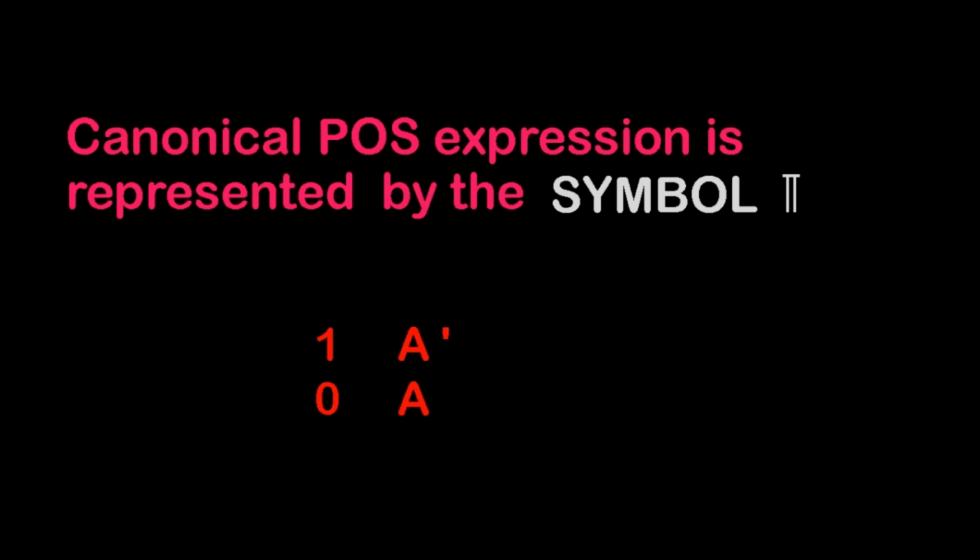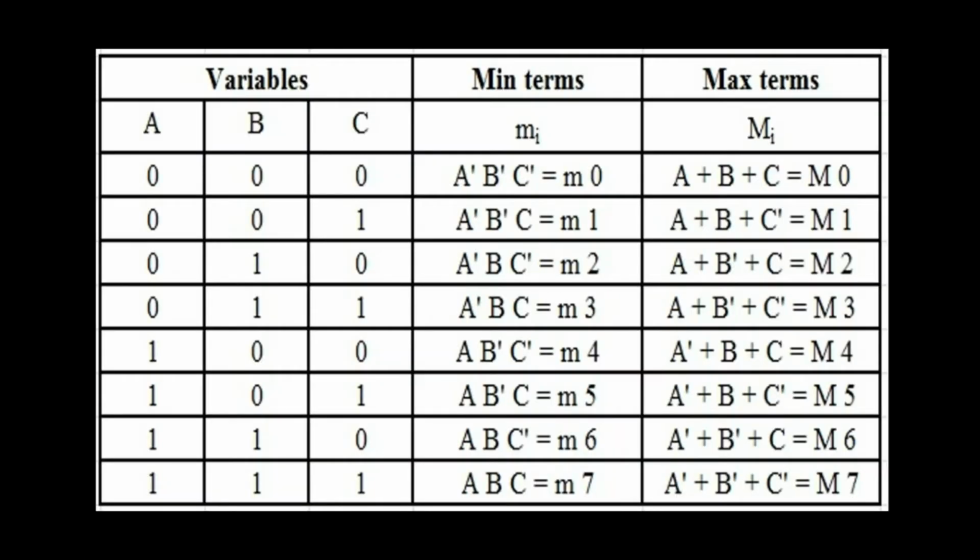Canonical POS expression is represented by the symbol pi. Here 1 indicates a dash and 0 indicates a, just opposite of the sum of products. So here we have the input variable literals. A, B, C are the 3 literals here, and for 3 inputs you will get 8 sets of values, like for n inputs 2 power n rows in the truth table.